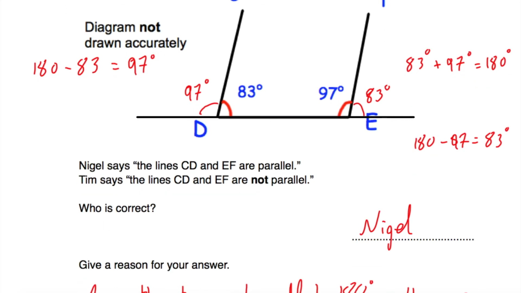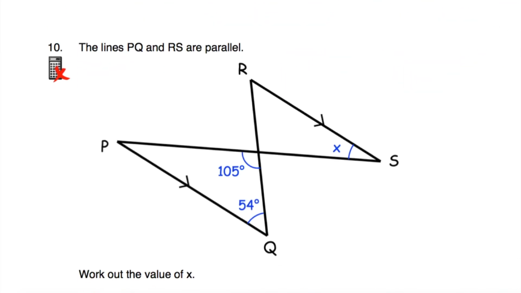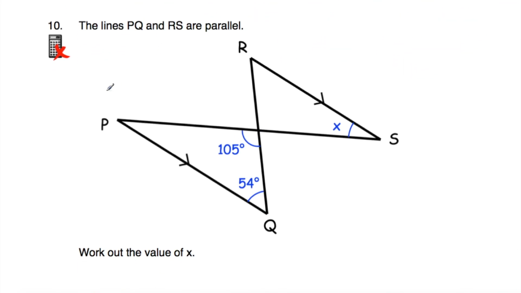Let's look at our next question, question number 10. Question number 10 says that the lines PQ and RS are parallel, and as you can see, that's shown with the two little arrows. We've been asked to work out the value of X.